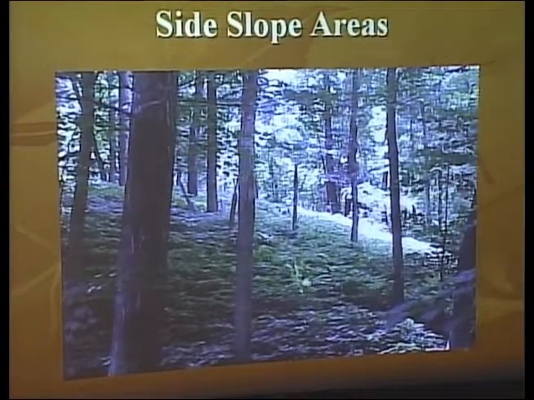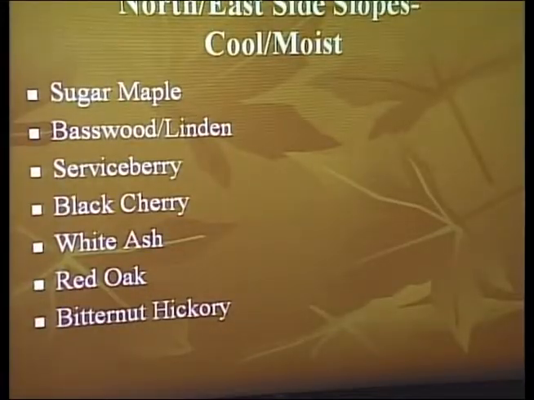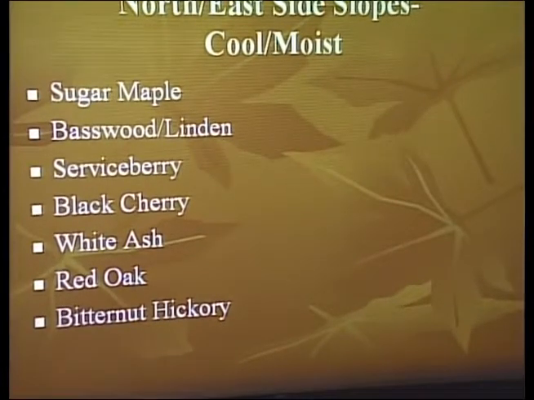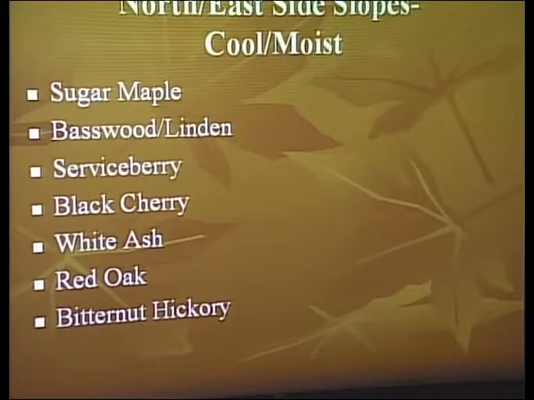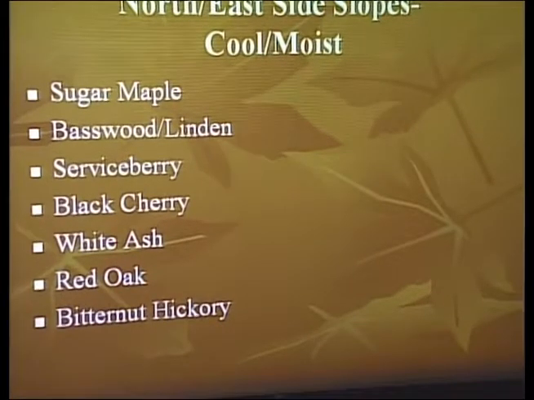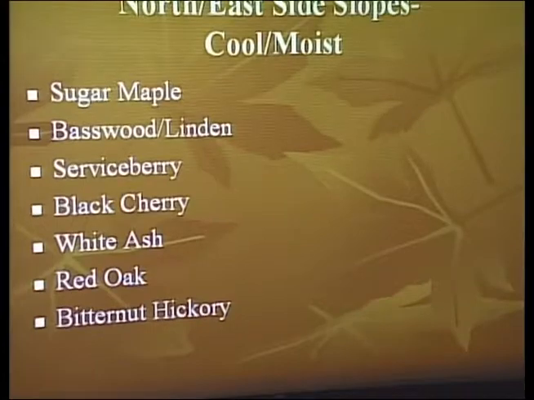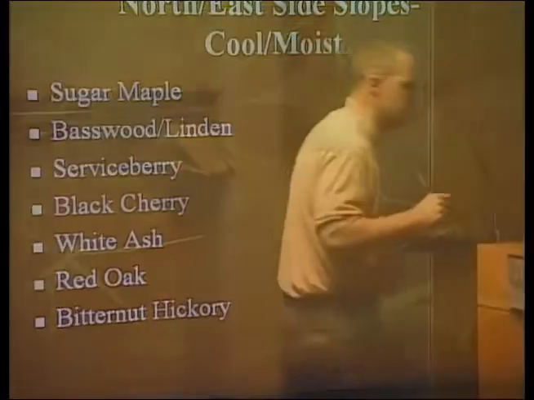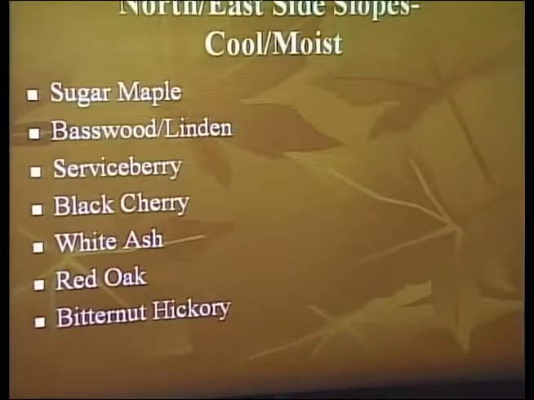Then the side slopes tend to be a little cooler, especially if they're on the north or east. Now if they're on the west and south, you're going to find some drier species, but on the north and east, you'll find species like sugar maple, basswood. Another name for basswood is linden. Serviceberry, which is actually a smaller understory tree, has white flowers in the spring. Some people call it Iowa's blueberry. It's got an edible berry on it. It's a very nice edge plant. Black cherry, white ash, red oak, and then bitternut hickory. So there's a number of species that you may find. Sometimes you'll find elm in the bottom and also on the side slopes.